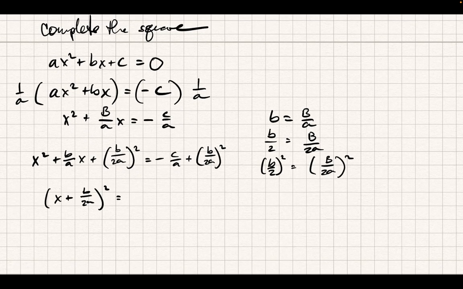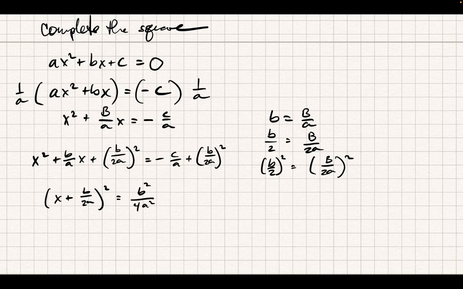Equivalent to negative c over a plus, in parentheses, b over 2a, squared. Can I combine these? Not really. So let's go ahead and multiply it out. I'm gonna write the positive one first and then the negative one second, if that's okay. So let's multiply out b over 2a squared, which simplified becomes b squared over 4a squared.